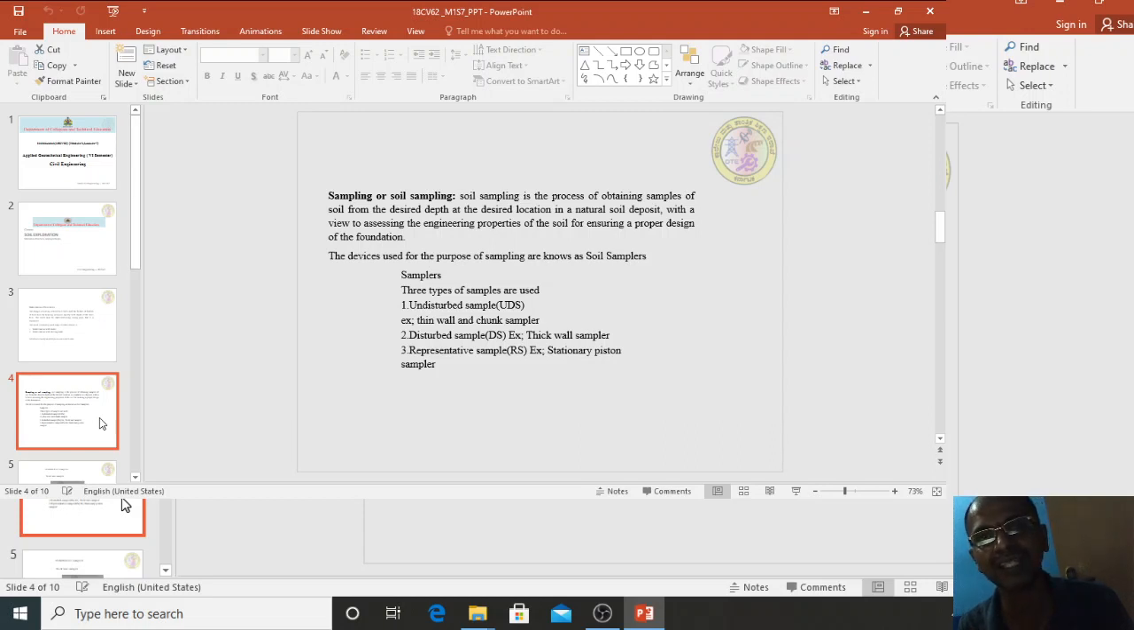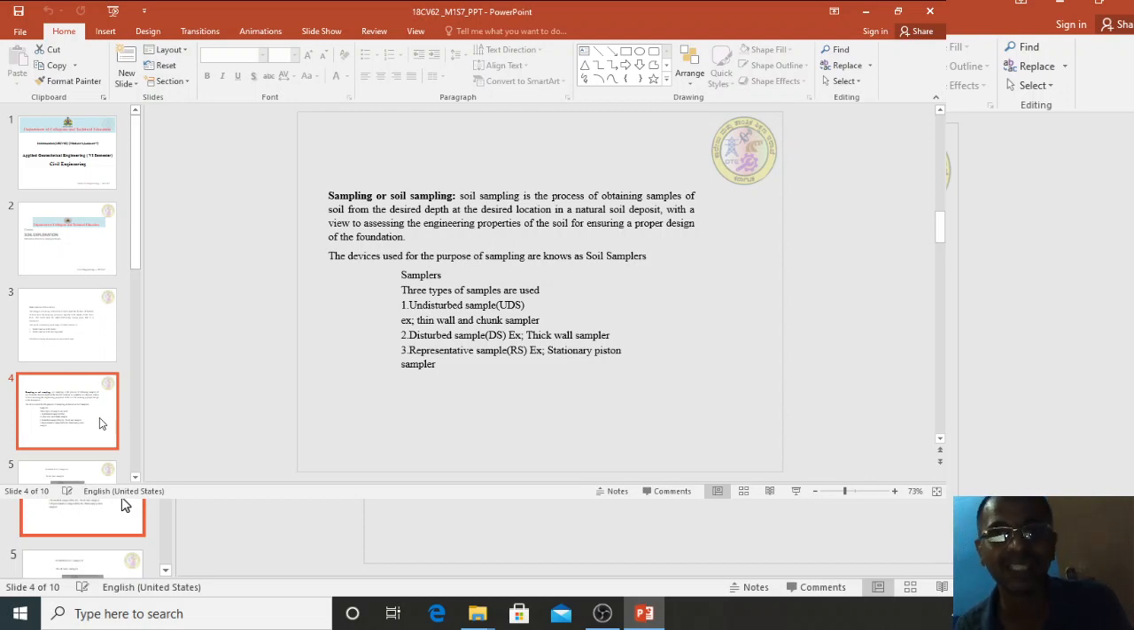There are three types of samples. One is the undisturbed sample, another is the disturbed sample, and the third is the representative sample. If the structure of the soil before and after excavation remains one and the same, it is called an undisturbed sample. If the structure of the sample is disturbed after excavation, and moisture is also lost, it is called a disturbed sample. A representative sample means that even though the structure of the sample is disturbed, the moisture is protected.